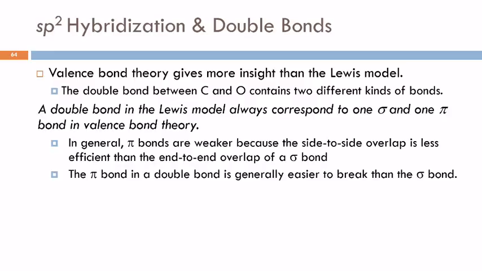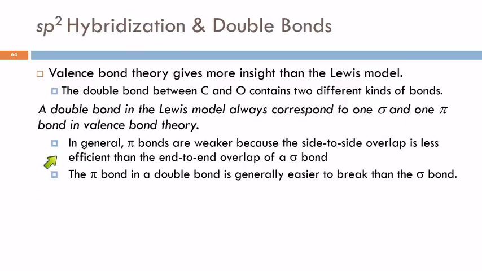So we get a lot more insight into the molecule from valence bond theory, because this shows us that the double bond between the carbon and the oxygen is actually two different types of bonds. Whereas the double bond in the Lewis theory looks like it's just two identical bonds, right? But in valence bond theory, the double bond that we see in Lewis theory is always one sigma and one pi bond.